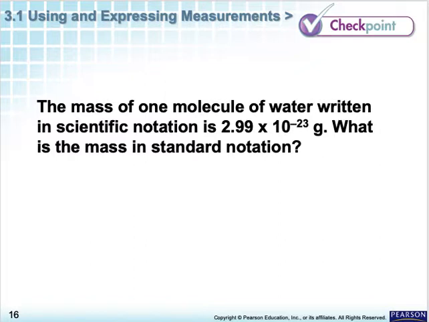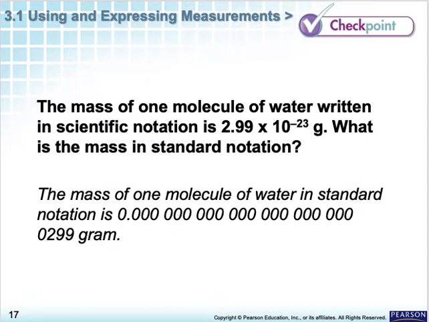So the mass of one molecule of water written in scientific notation is 2.99 times 10 to the negative 23rd grams. What is this mass in standard notation? That negative exponent is telling me I need to move my decimal point to the left. And I need to move it 23 times. And so when I get my answer, it would be a lot of zeros. This is why we don't use standard notation for very large or very small numbers.